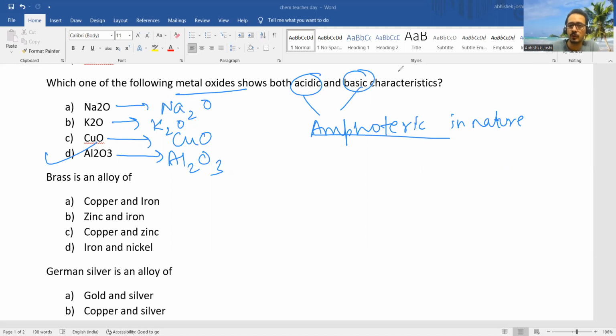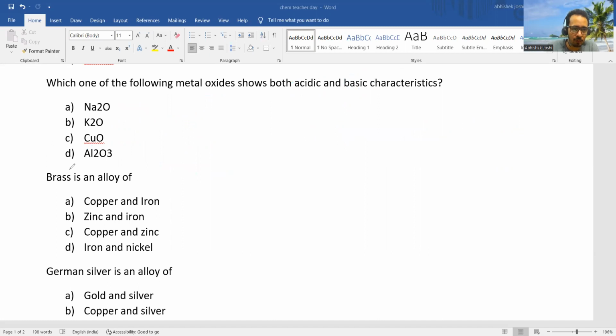Fine. Now the question is, brass is an alloy of, again guys, an important question from the alloy perspective. Brass is an alloy of copper and zinc, copper and iron, or iron and nickel. So guys, the answer would be copper and zinc, Cu plus Zn. Now we can move ahead to the next question.